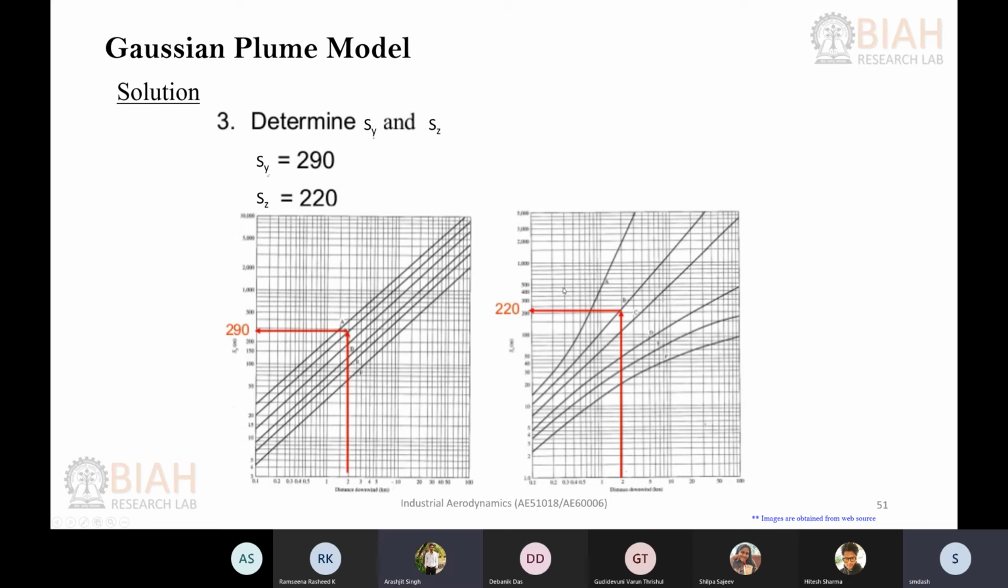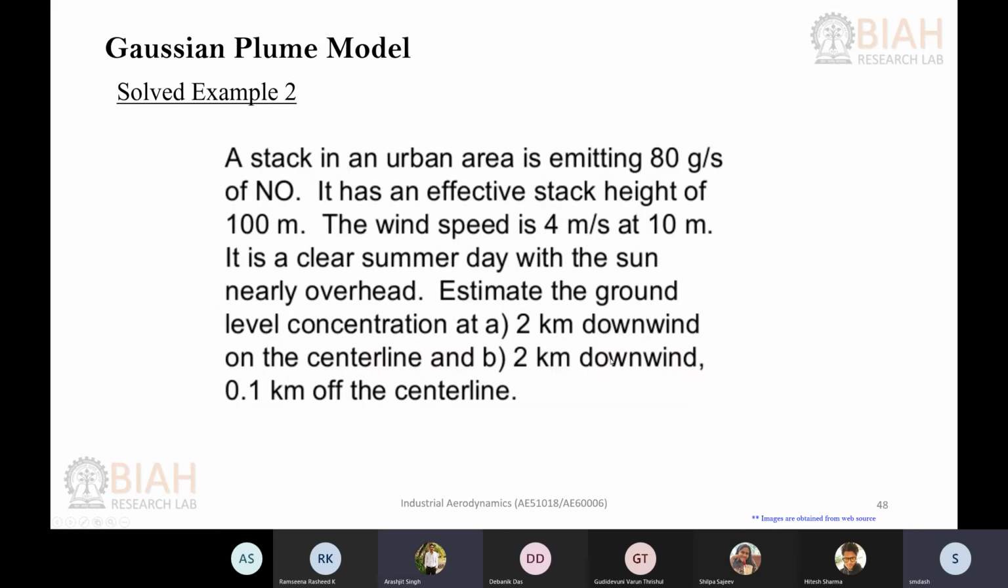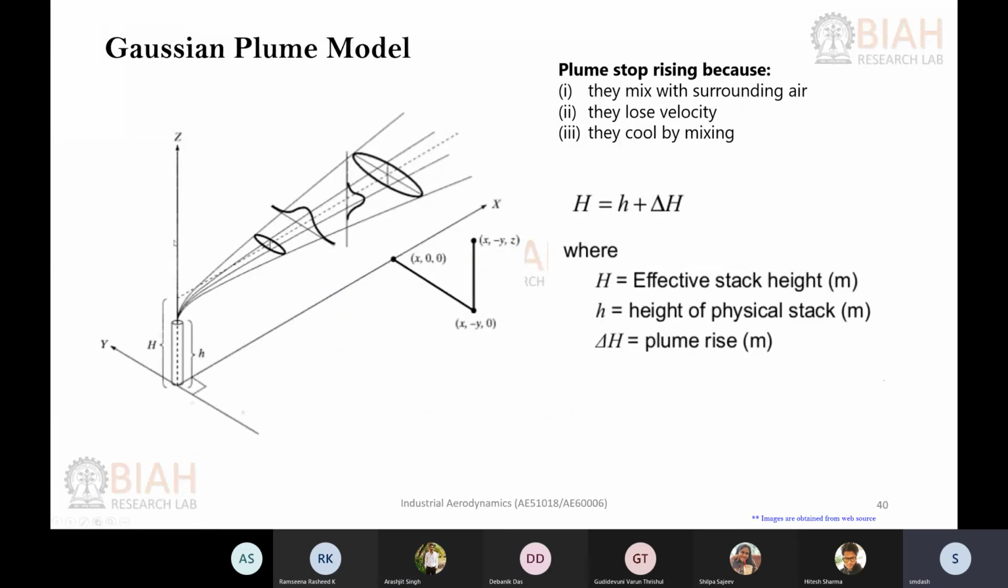Sir, is the zero level here the stack height, or the ground level? From the ground, the coordinates are measured from the ground. You can see this is from the ground level: x, y, and z, this is the origin here. What we discussed yesterday was from the top of the stack, but for the plume model, it is from the ground itself. The ground is 0.